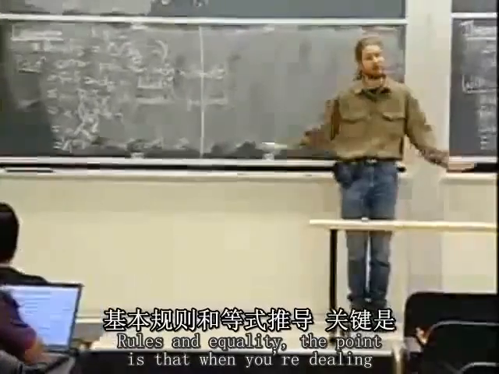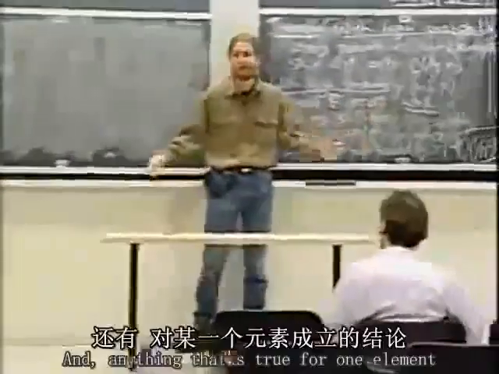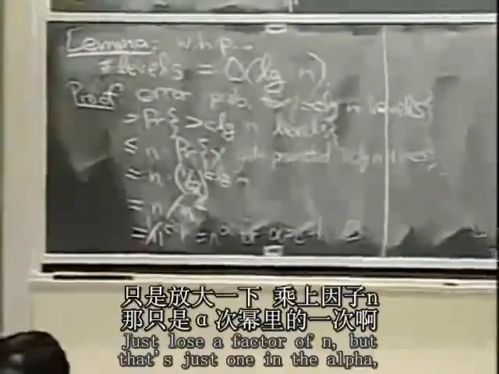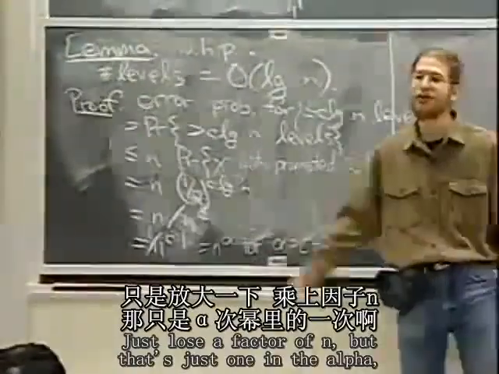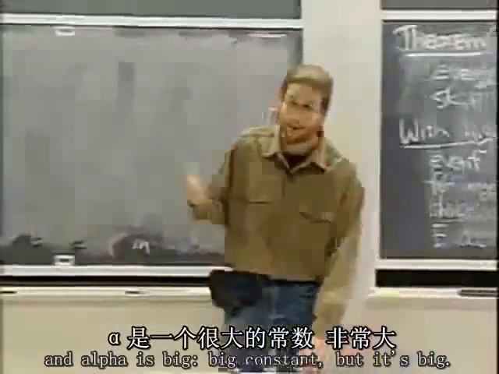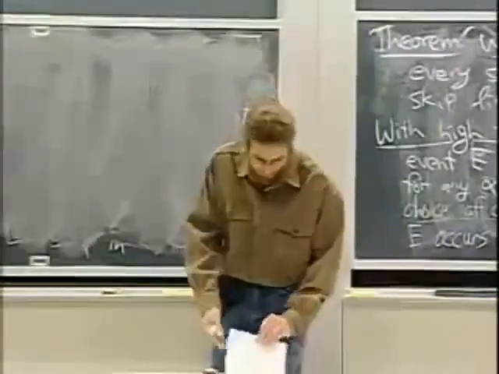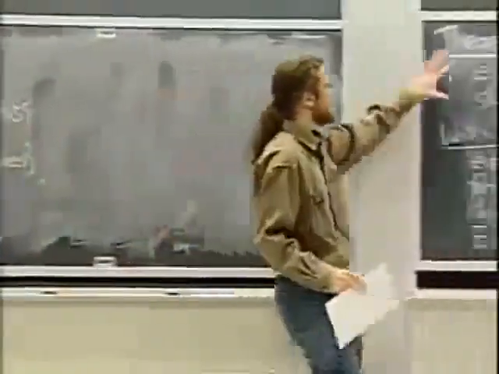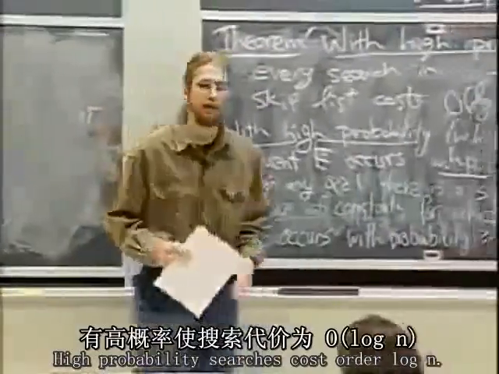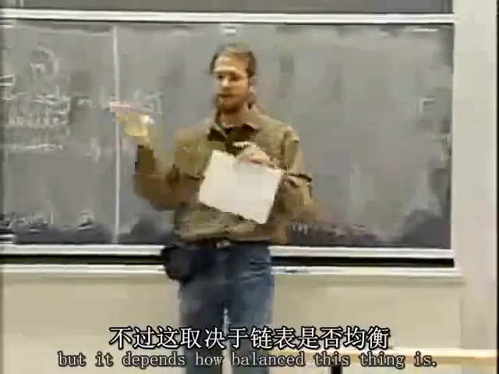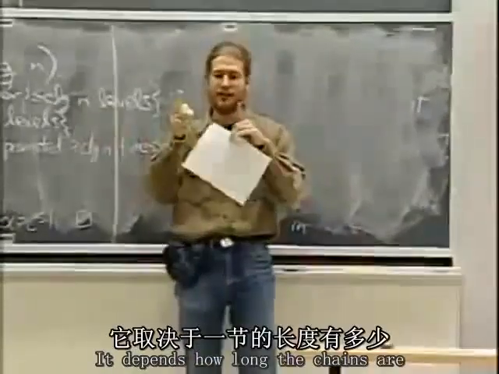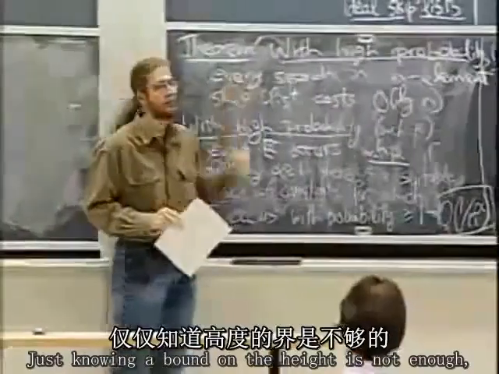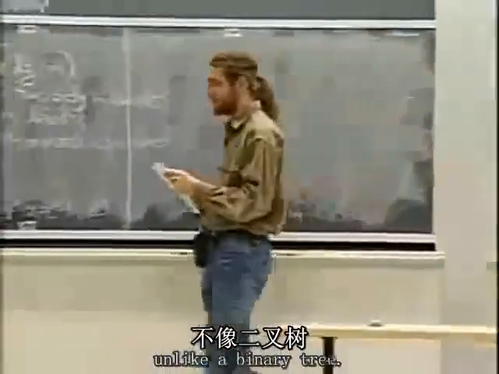The point is, when you're dealing with high probability, use Boole's inequality, and anything that's true for one element is true for all of them. Just like that. Just lose a factor of n, but it's just 1 in the alpha. And alpha is big. Big constant, but it's big. Okay, so let's prove the theorem. High probability searches cost order log n. We now know the height is order log n, but it depends how balanced this thing is. It depends how long the chains are to really know that a search costs log n. Just knowing a bound on the height is not enough, unlike a binary tree.